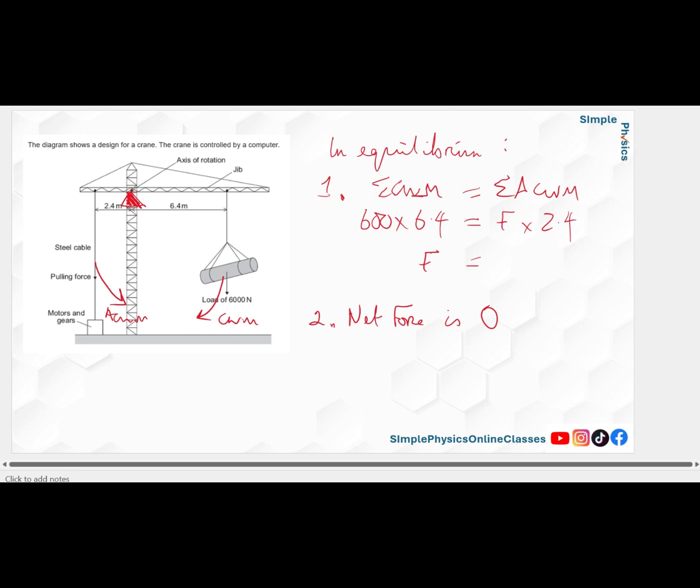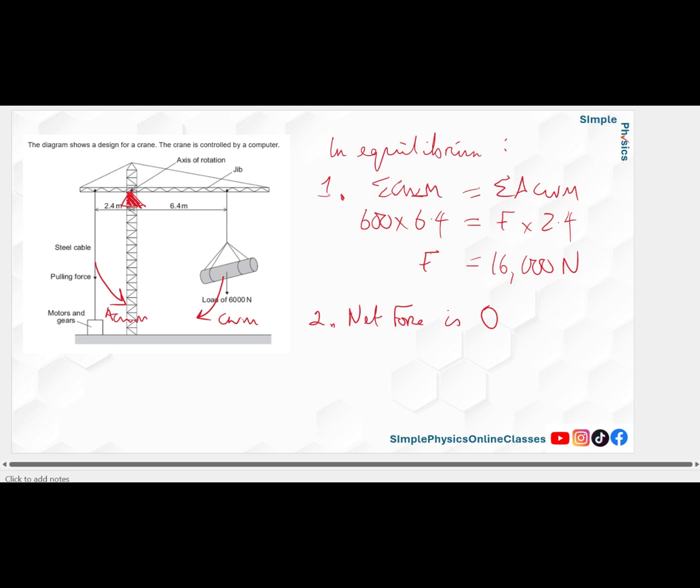Just to prove it to you, 600 times 6.4 divided by 2.4 gives me 1,600. So look at your answer. Does it make sense? Yes, if you're closer to the pivot, you need a larger force. All right, so that's a nice one. So let's look at some nasty ones.